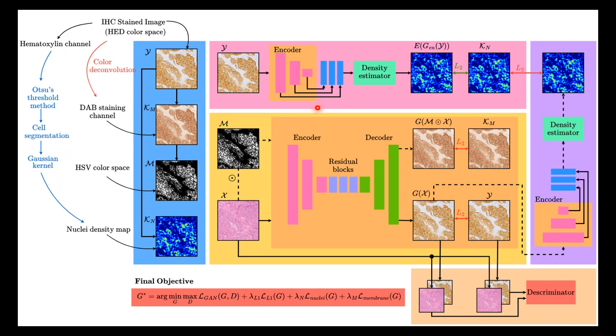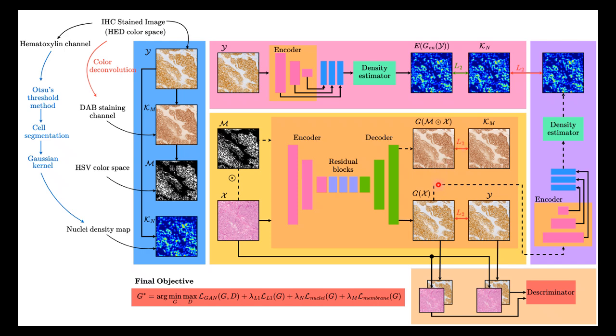The second constraint is membrane staining enhancement. Here the H&E image is masked using the membrane staining intensity mask and passed through the generator. The output is supervised against the real DAB channel using an L1 loss. This explicitly pushes the model to focus on HER2 membrane expression strength instead of spreading capacity over irrelevant tissue textures.